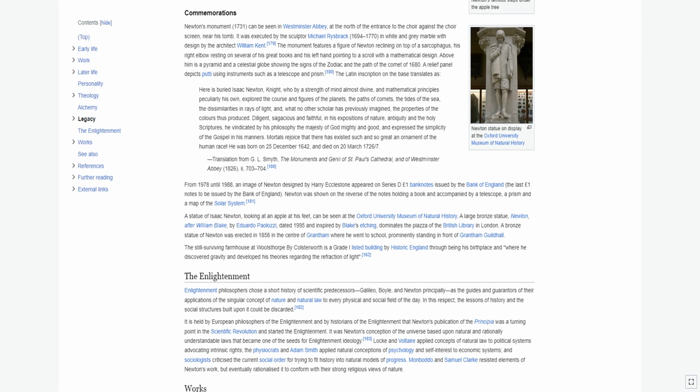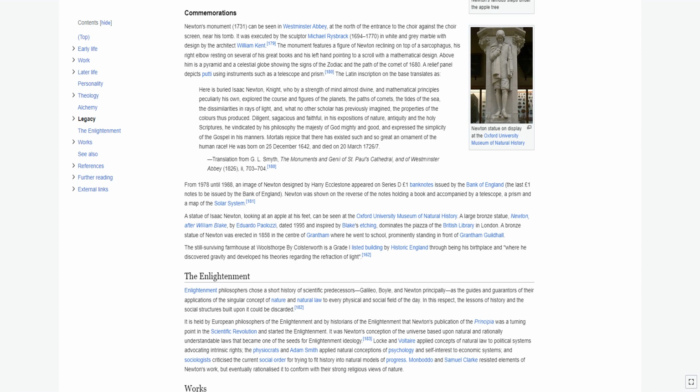Translation from G. L. Smith, The Monuments and Genii of St. Paul's Cathedral, and of Westminster Abbey, 1826, 2, 703–704. From 1978 until 1988, an image of Newton designed by Harry Ecclestone appeared on Series D £1 banknotes issued by the Bank of England, the last £1 notes to be issued by the Bank of England.